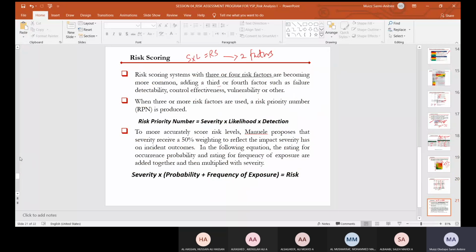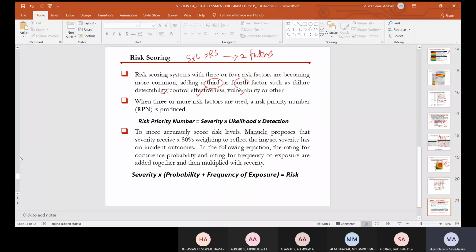So in that way, they add a 3rd or a 4th factor, such as failure detectability, especially when you're talking about a system or an equipment, or control effectiveness, as I showed you previously, in terms of factoring in the effectiveness of existing controls. Also, issues of vulnerability, especially when you talk about environmental risk assessment or public safety, the vulnerability of the community might be considered, and there might be other factors as well. Usually when you do that, you have more than 2 factors, that is 3 or more.